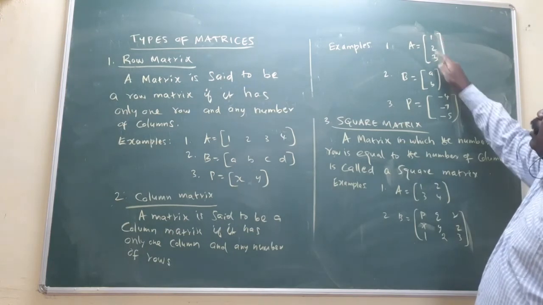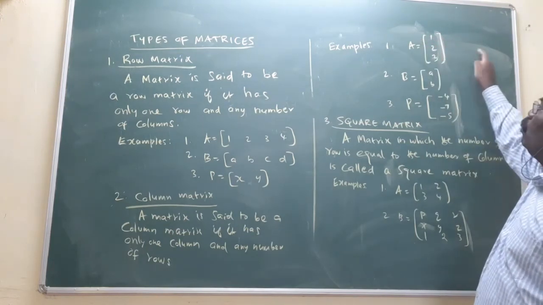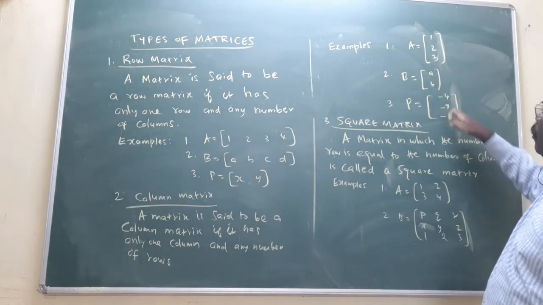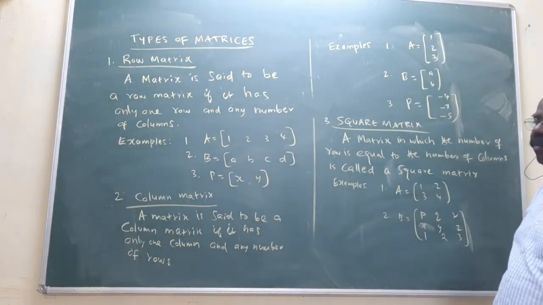Only 1 column. How many rows are there? 1, 2, 3. That does not matter. Only 1 column. In this way, it is a column matrix.